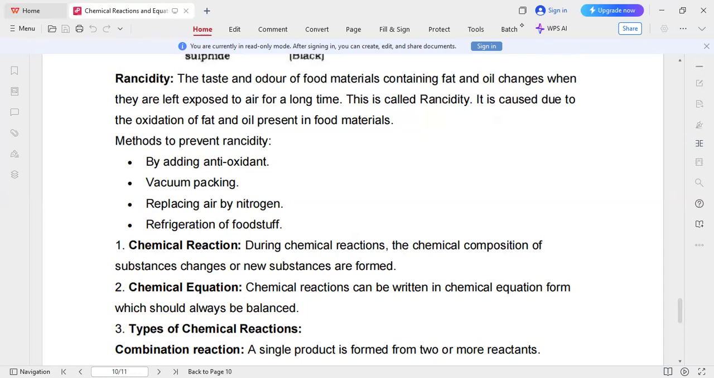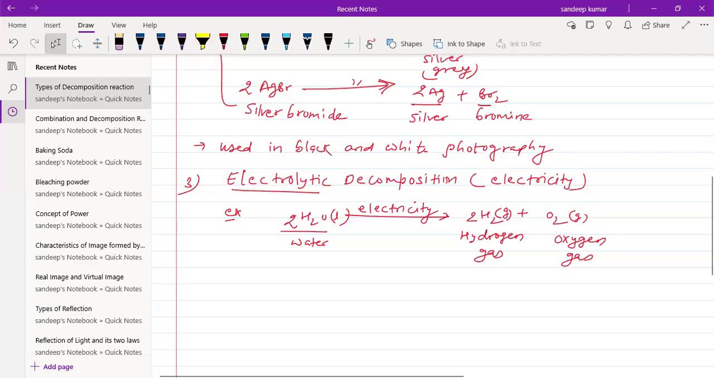Is it clear? Now we will practice the equations of corrosion and rancidity.